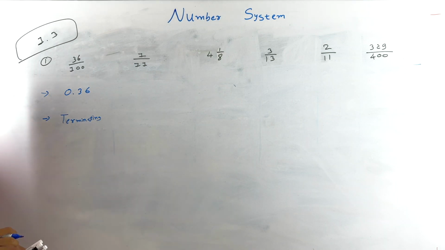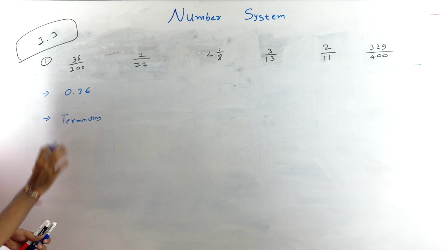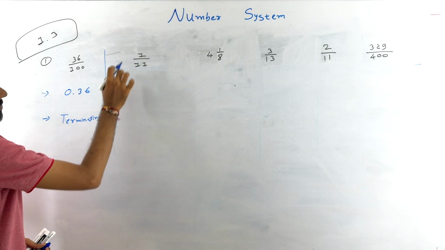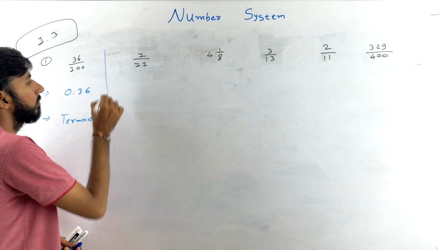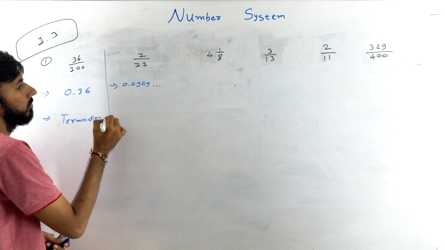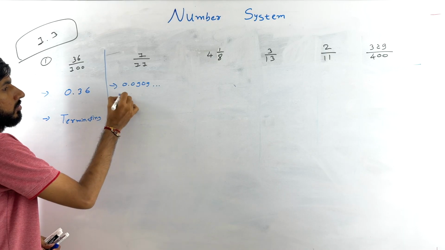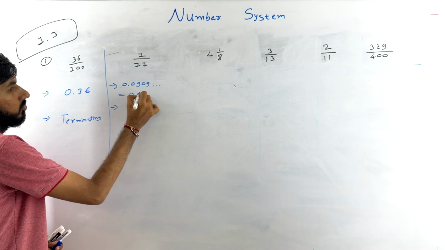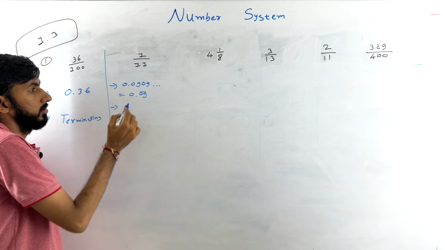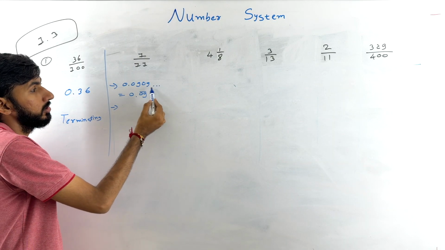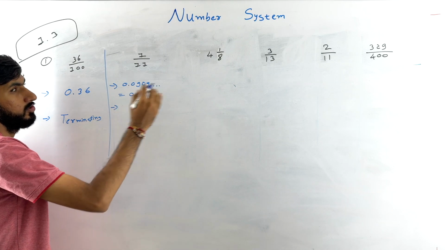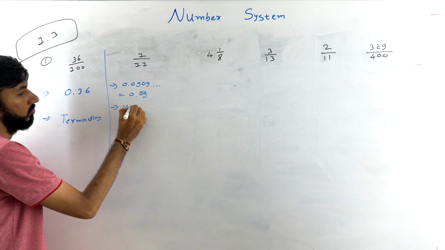Terminating means it stops after some digits, right? So it is terminating. Now for the second one, 1 by 11. If you divide 1 by 11, the answer will be 0.0909 and it will go on. You can write it simply as 0.09 bar. Now you can see here that this is non-terminating because it goes on up to infinity, 090909. So non-terminating.